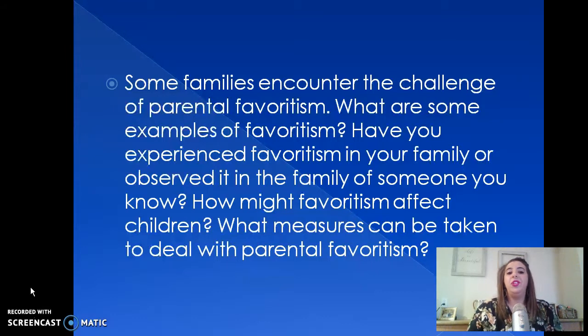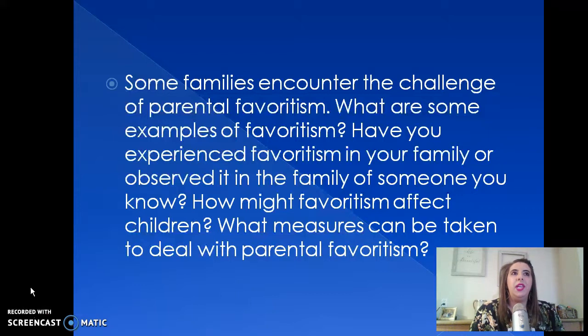Some families encounter the challenge of parental favoritism. What are some examples of favoritism? Have you experienced favoritism in your family or observed it in the family of someone you know? How might favoritism affect children? What measures can be taken to deal with parental favoritism?